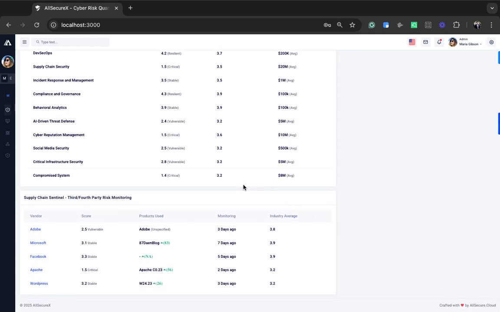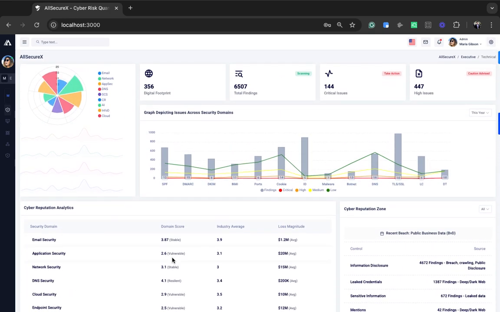Which includes both proprietary APIs as well as the external APIs. And also we have a supply chain sentinel column here, which talks about the third party and the fourth party risk monitoring, including the product services the organization is using and what are the possible threats because of these products, which are updated or not, and the particular CVE associated with each and every product. Similarly, this talks mostly about the technical data that we have found.